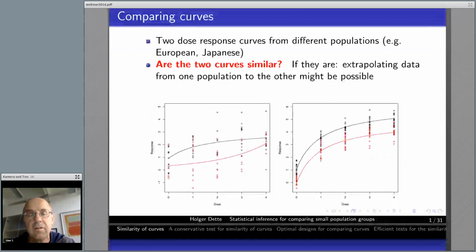So this is a typical example. We have two dose response curves from different populations, for example, European and Japanese. And the question is if these curves are similar, such that you can use data from one population for the other. So we want to extrapolate data from one population to the other, provided that the dose response curves are similar.